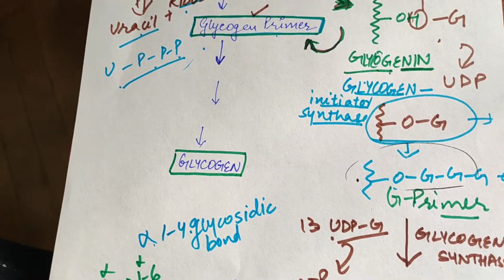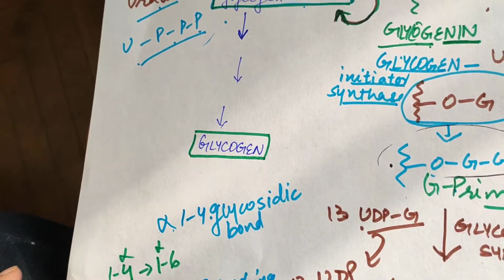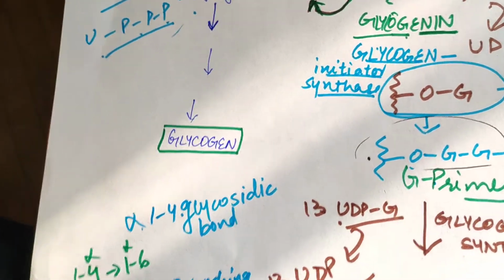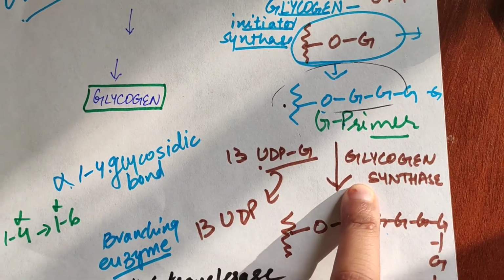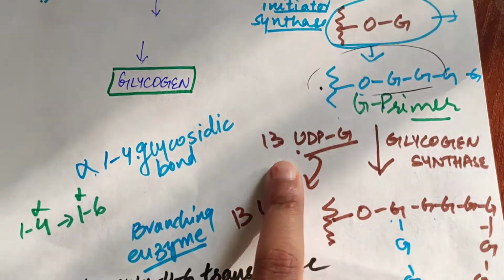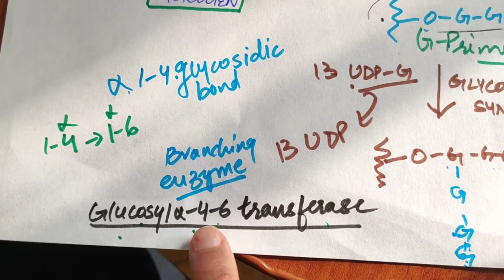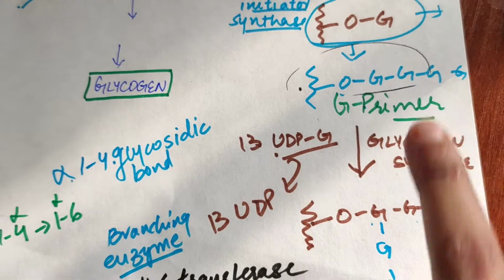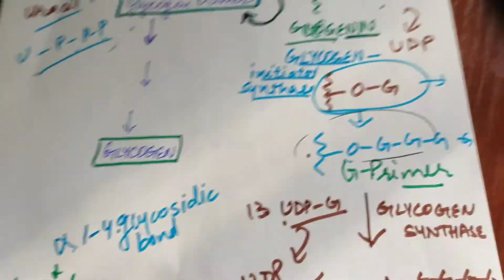So if someone asks you what does the elongation of the glycogen molecule, then the answer is glycogen synthase, and the branching is done by glucosyl alpha 4,6 transferase. These are the two main enzymes of glycogen synthesis.